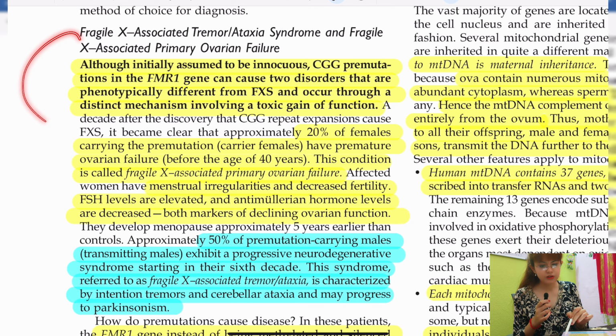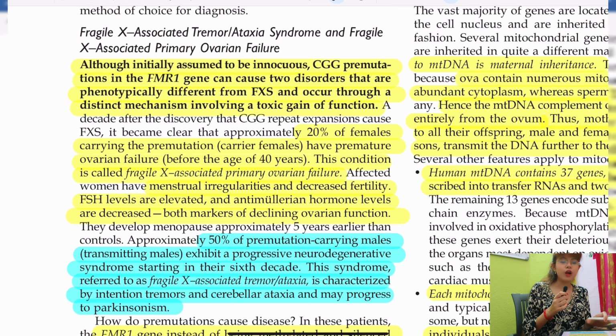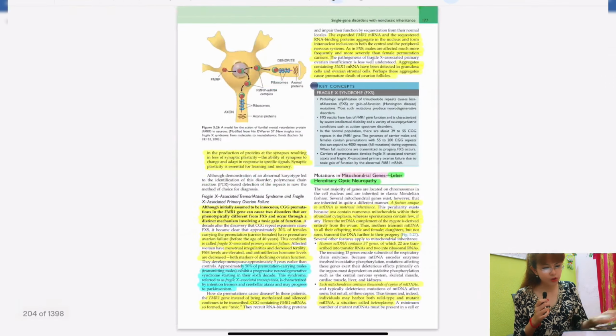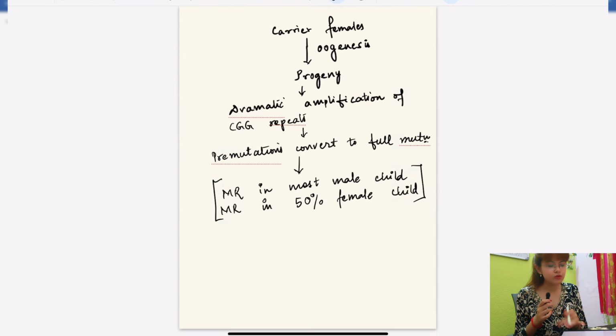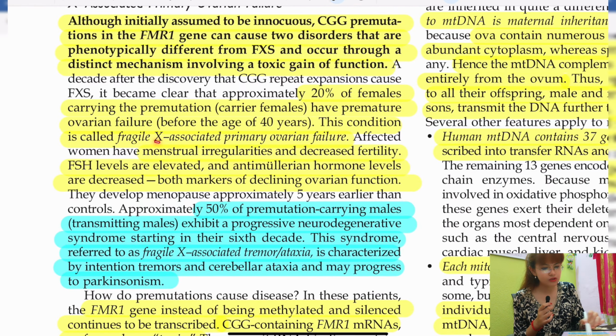This is what is mentioned over here, that during the process of pre-mutation, as I've shown you, initially there are pre-mutations, and with every successive generation there are mutations. So during the initial stages of amplification, which means when the amplification is not that huge to cause Fragile X syndrome, then during those pre-mutation stages, the other two syndromes, this syndrome and this syndrome, happen.